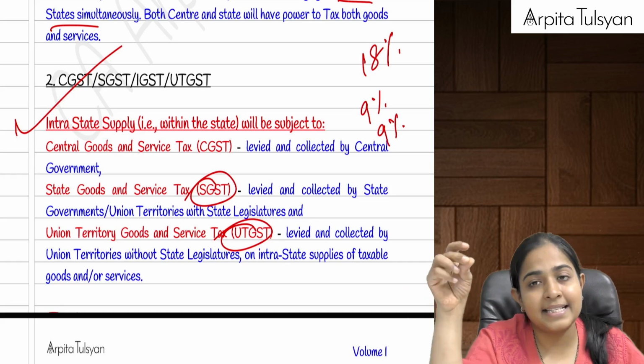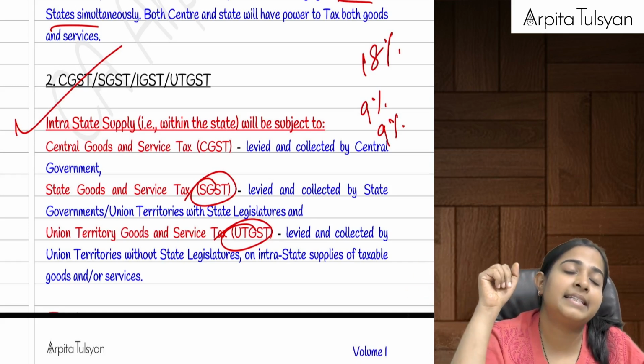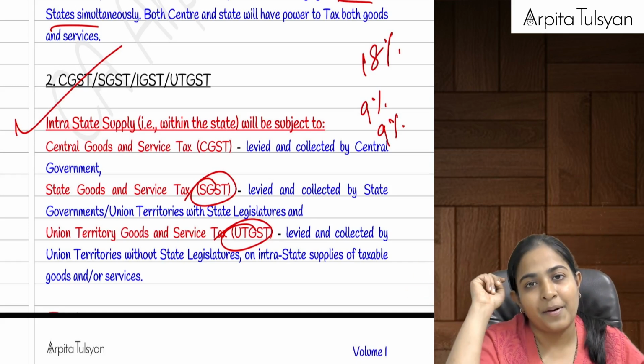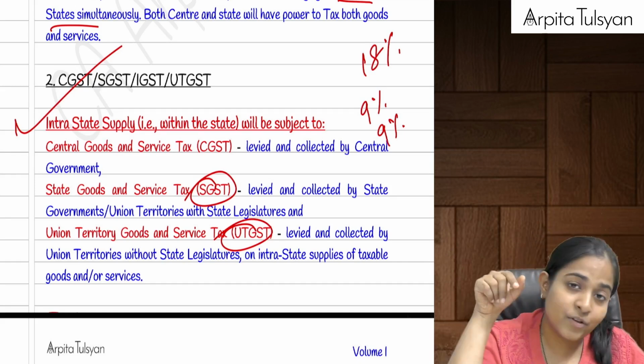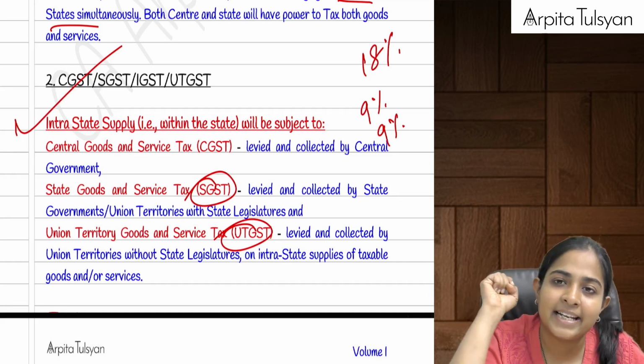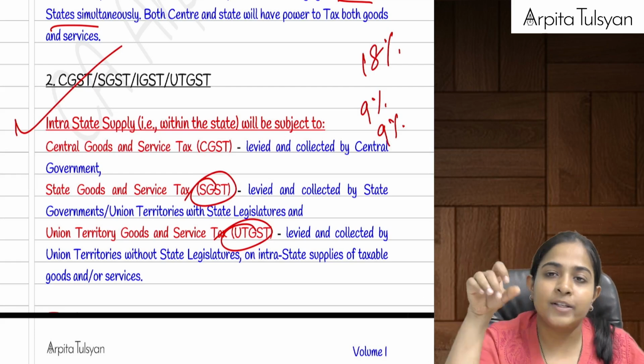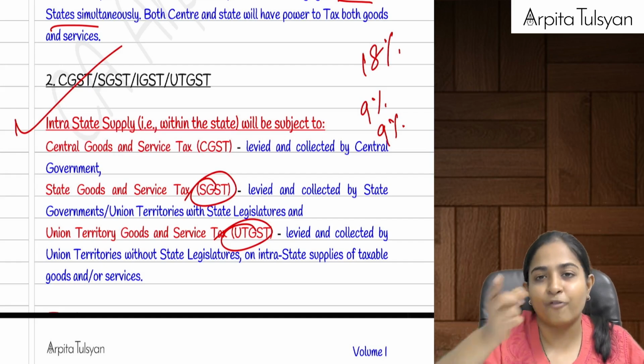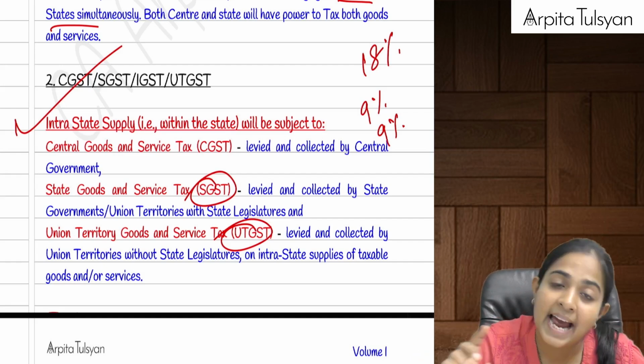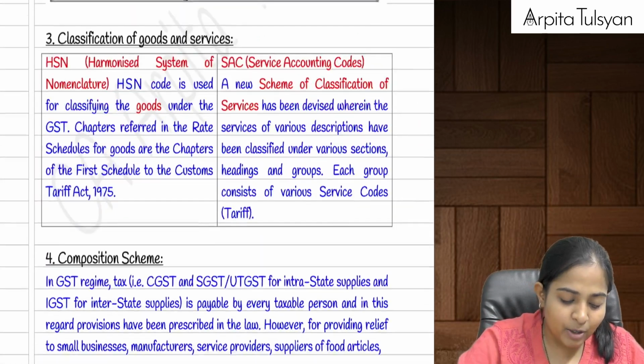Let's say there is a sale happening from Delhi to Delhi. Delhi is a union territory with its own state legislature. So UTGST will not be applicable, and SGST will be applicable. So the taxes applicable from Delhi to Delhi will be CGST and SGST. Are you able to understand this, everyone?